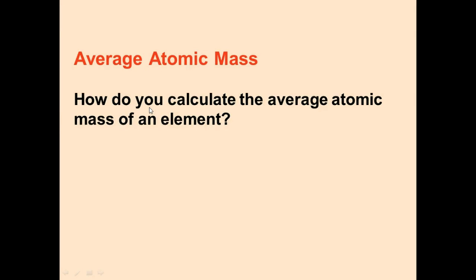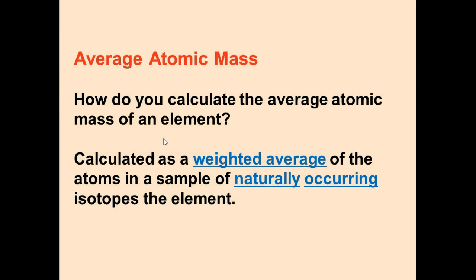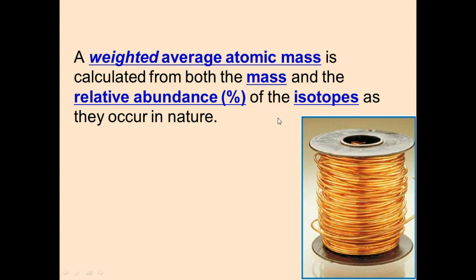Average atomic mass is calculated by finding the relative abundance of elements and multiplying these abundances by their naturally occurring ratio or percentage. We'll talk about it in a little more detail. We pretty much take a weighted average.